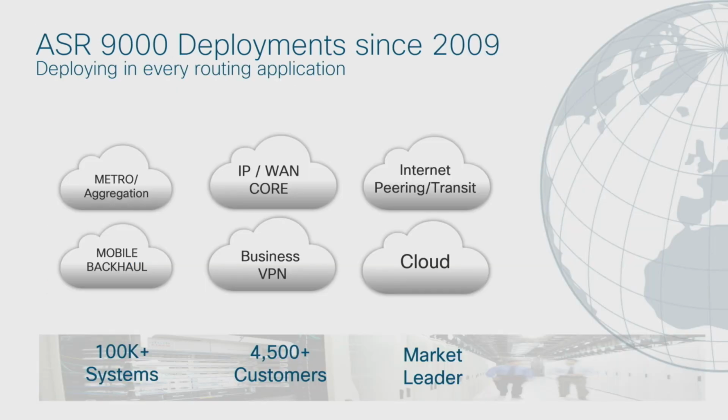This is a summary of the typical and useful use cases we support: metro and edge aggregation, mobile backhaul aggregation, IP and WAN core routing, peering applications, and of course, business VPN services. Today we have over 100,000 systems deployed between 4,500 customers worldwide. So obviously, the 9K is a market leader in this space.